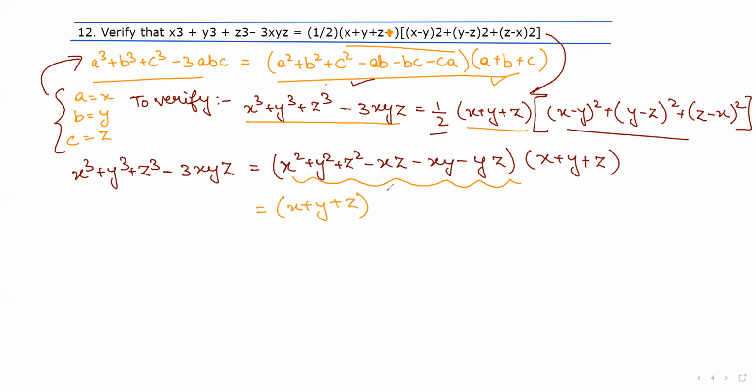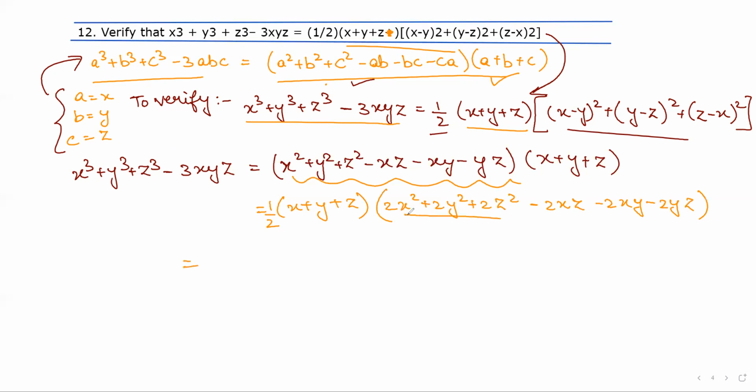Taking the second part first. Here you need 1 by 2. So let's multiply, divide. 1 by 2, that means you are multiplying it and dividing it by 2. 2 upon 2. Now you need 1 by 2 outside. So you can take 2 inside. So let's write this something like 1 by 2 into 2 times this whole bracket. So I'm multiplying every term with 2. So 2x square plus 2y square plus 2z square minus 2xz minus 2xy minus 2yz. So what I've done is I've taken care of this 1 by 2 as well.